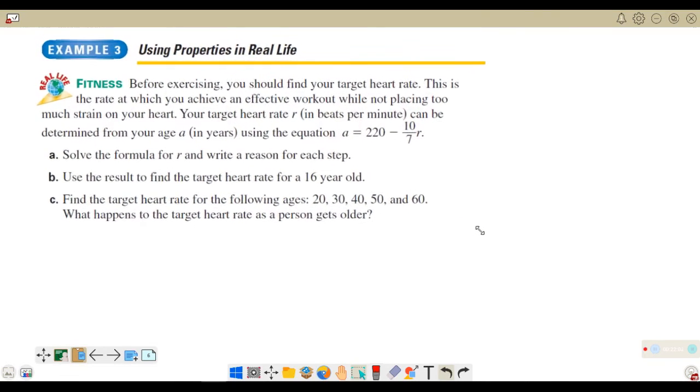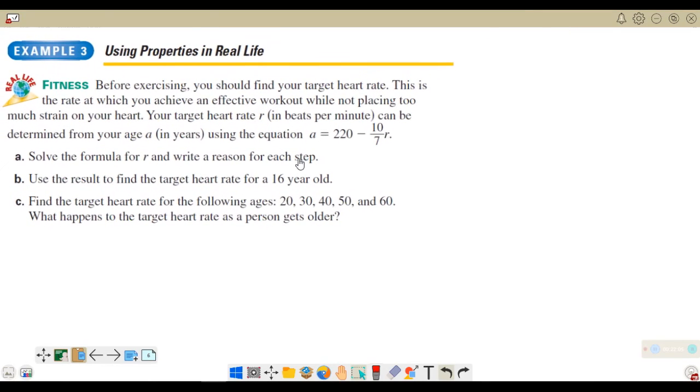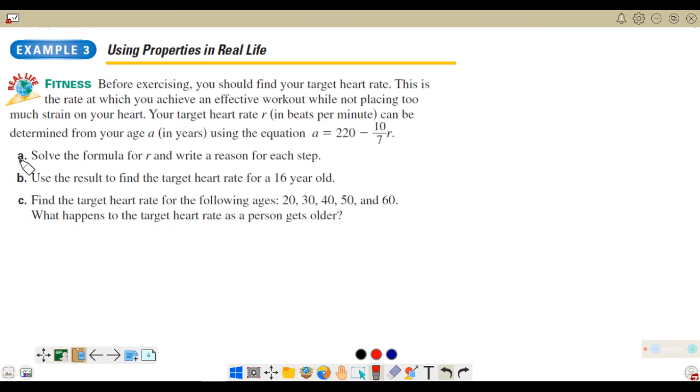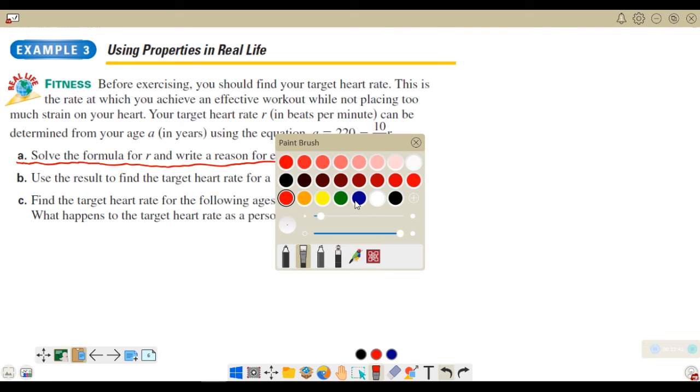So, before exercising, you should find your heart rate. This is the heart rate at which you achieve an effective workout while not placing too much strain on your heart. Your target rate R in beats per minute can be determined from your age, represented by variable A, in years, using the equation A is equal to 220 minus 10 over 7 R. Ano yung gagawin natin? So, for letter A daw, solve the formula for R and write reason for each step. So, lagay tayo dito ng 2-column proof.